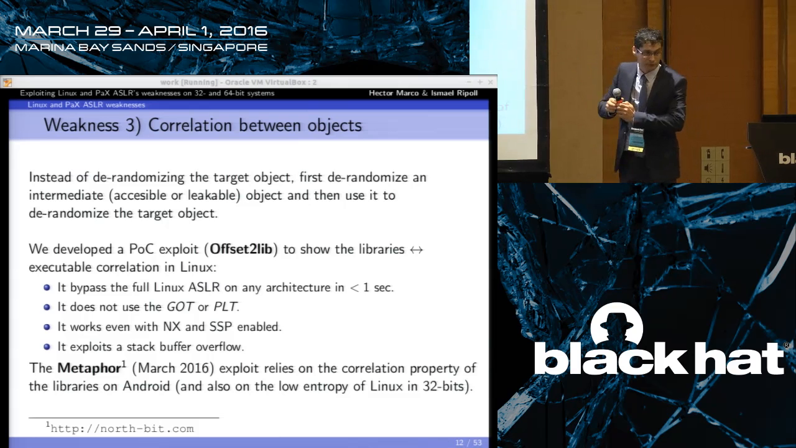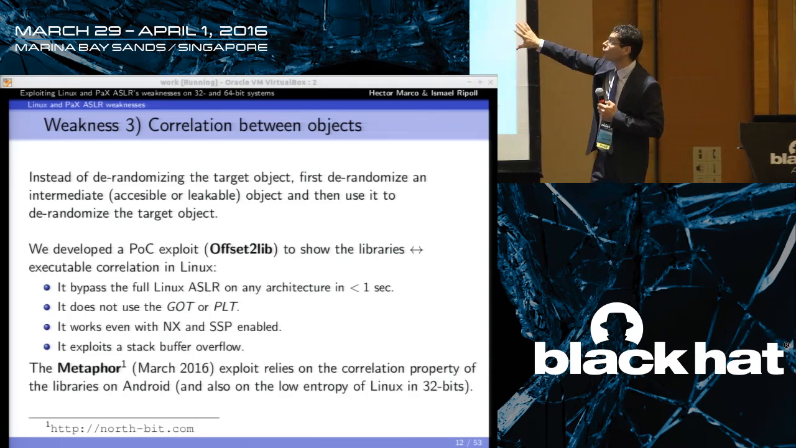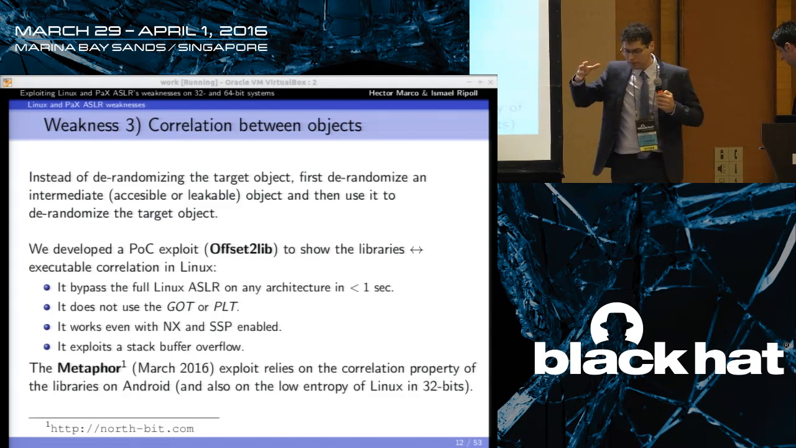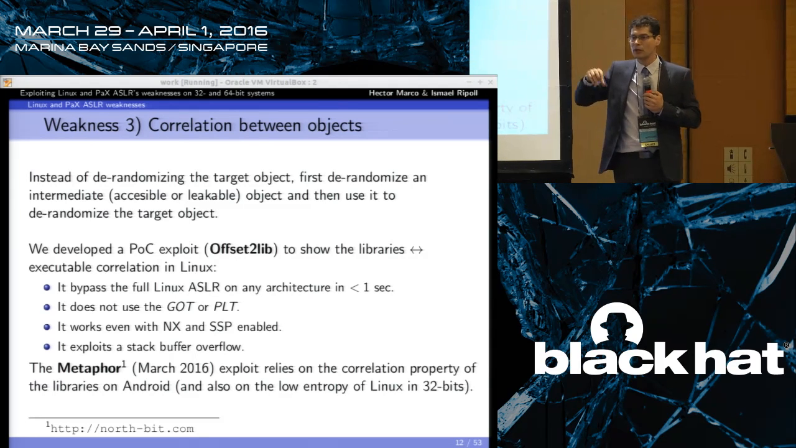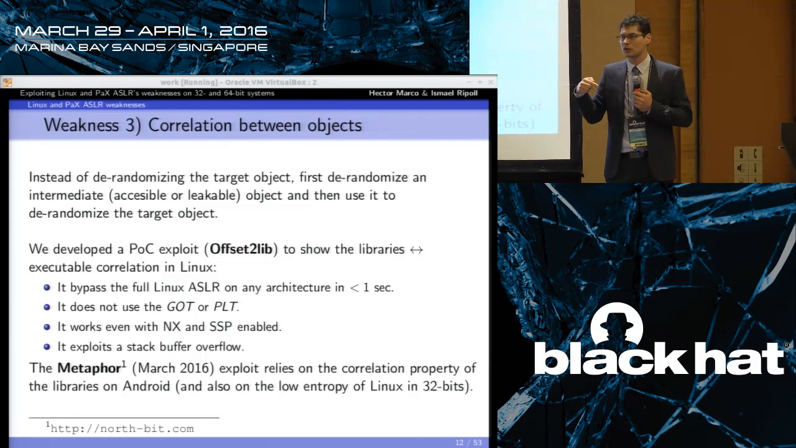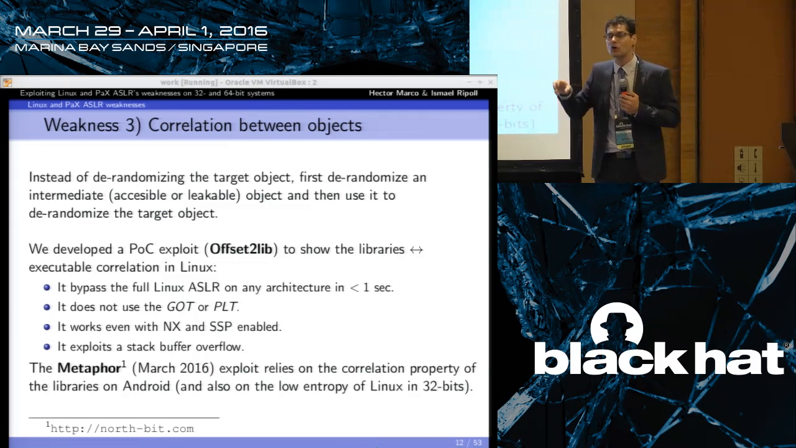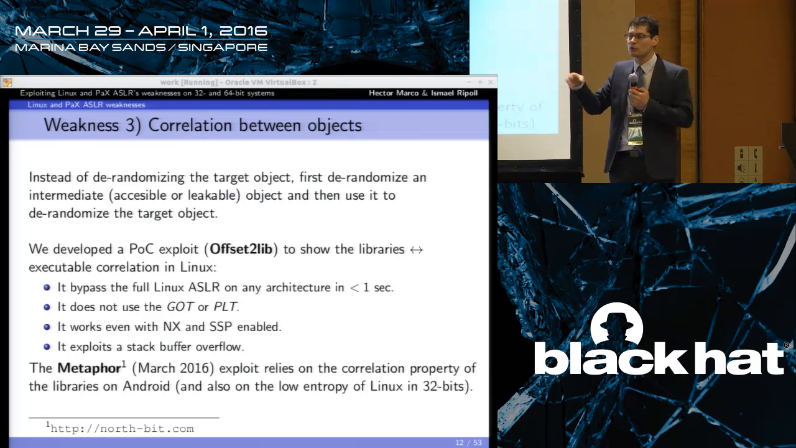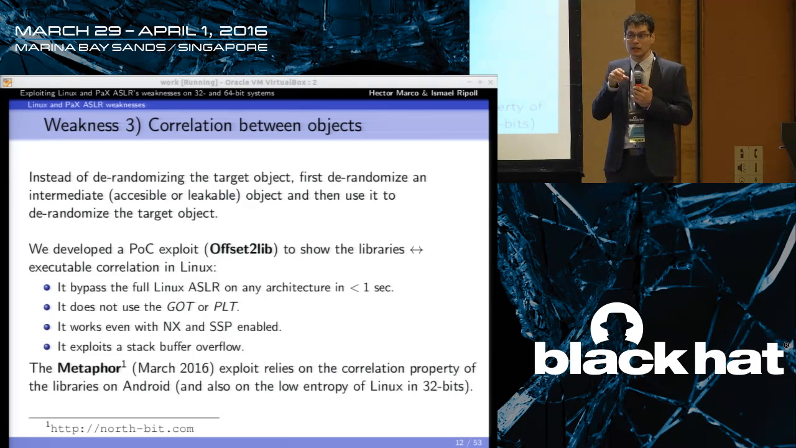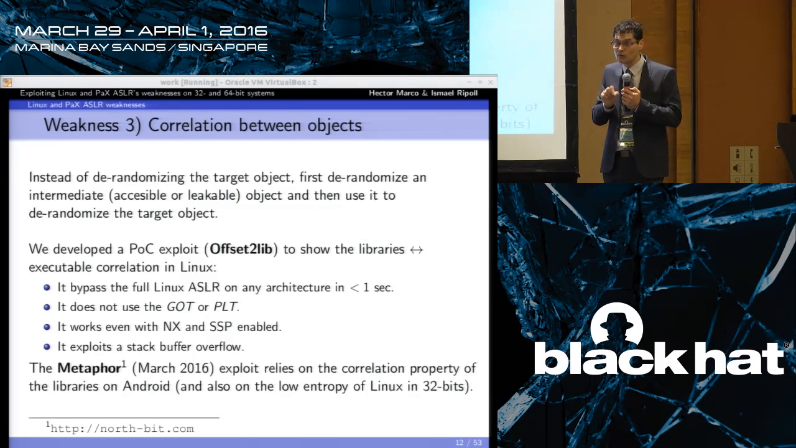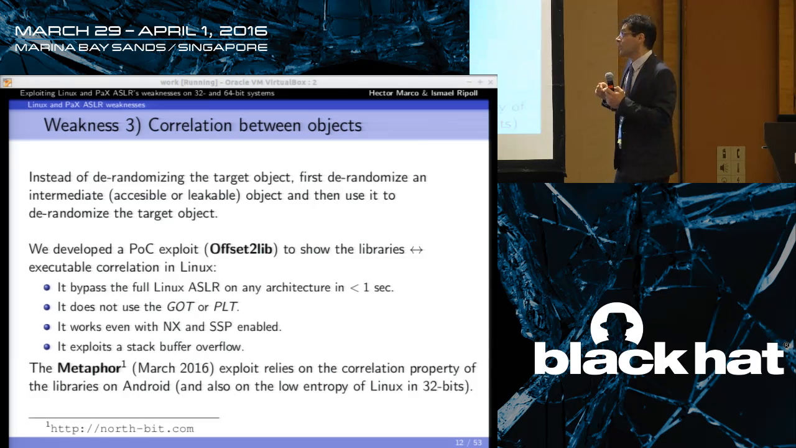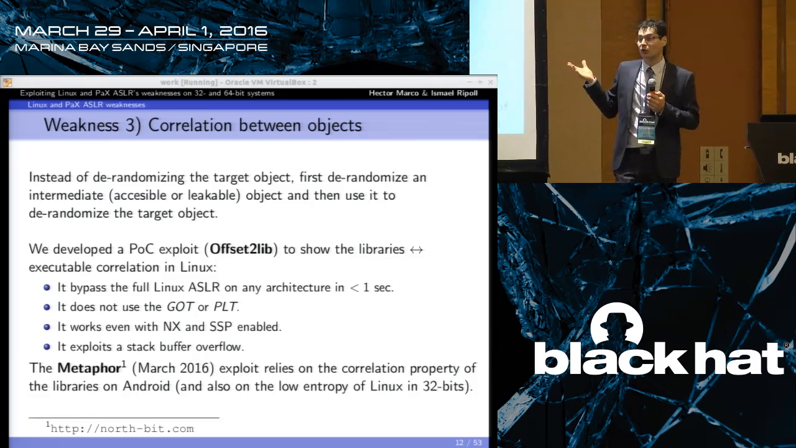Next weakness: correlating between objects. All the elements, we are not playing with one single executable. We're playing with entropy of different objects. What about if all the objects are put side by side, all together? If for any reason there is an info leak of one address belonging to one of the modules, then we know the position of the others. That is called correlation between objects. We call it that way.